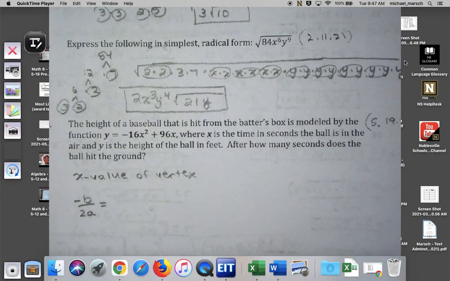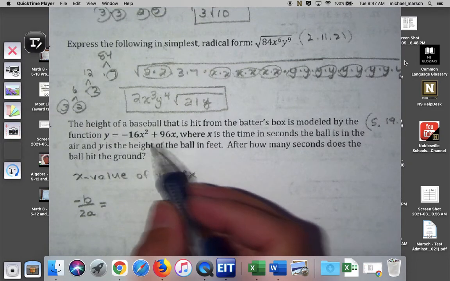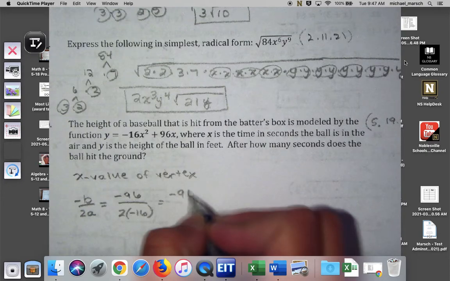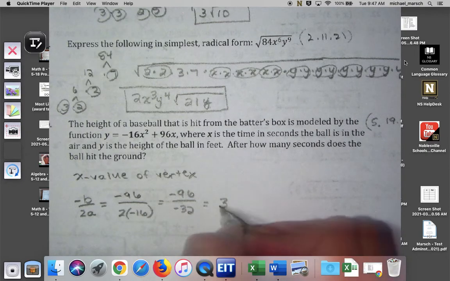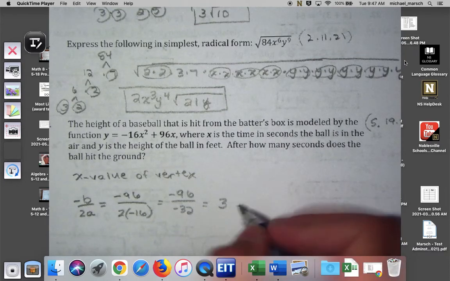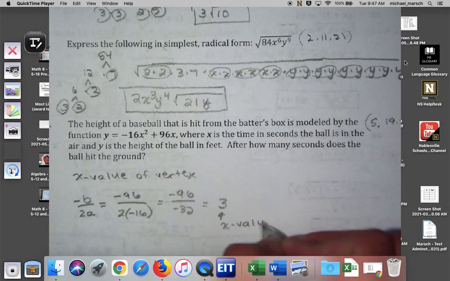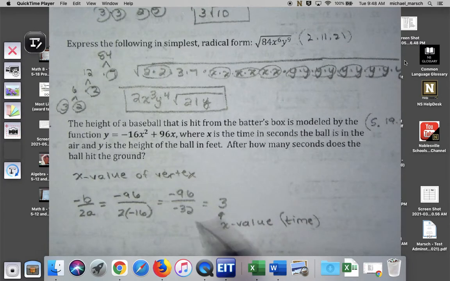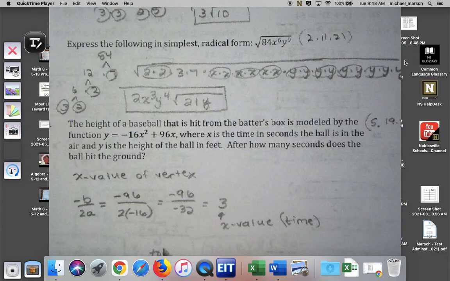Remember, the vertex tells us how long it took to get up to the highest point. So then we would just double that to figure out how long it was actually in the air, right? So the opposite of b is going to be negative 96 over 2 times negative 16. So negative 96 over negative 32 is going to give me positive 3. So 3 is the x value, which equals the time it took to get up to the vertex point. So then if it takes 3 seconds to get up there, how long is it going to take to get down? Another 3 seconds. So total time in the air is 6 seconds. 3 seconds up, 3 seconds down.